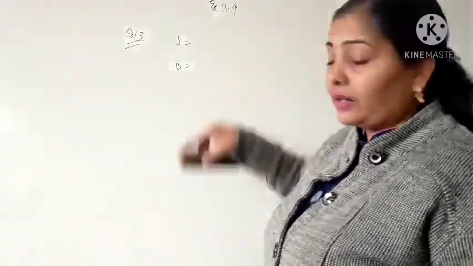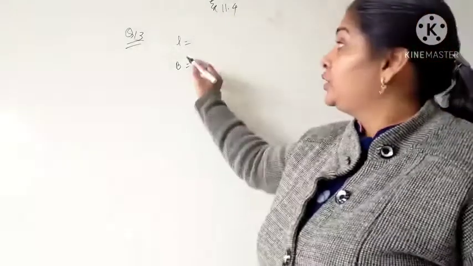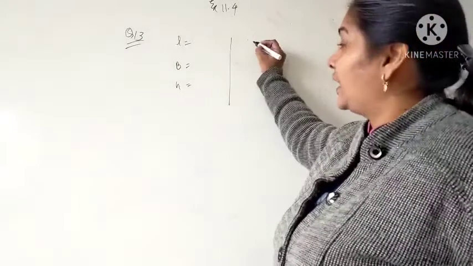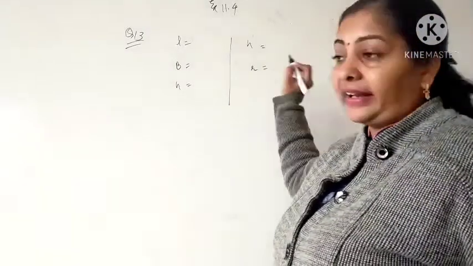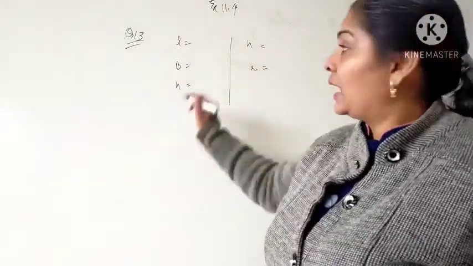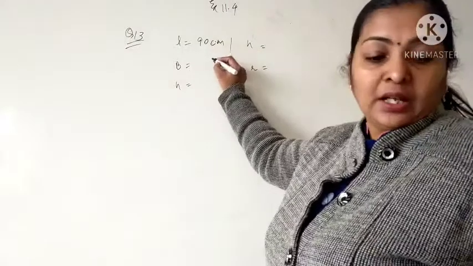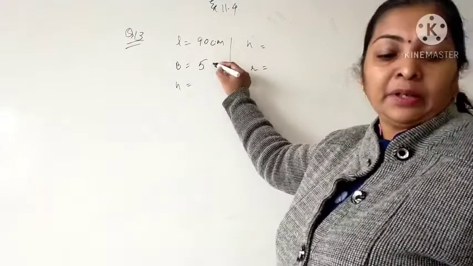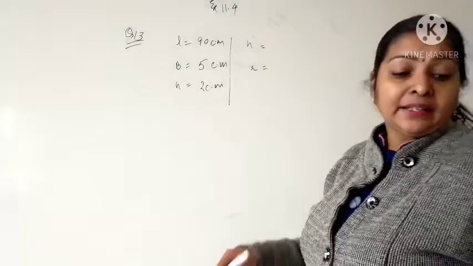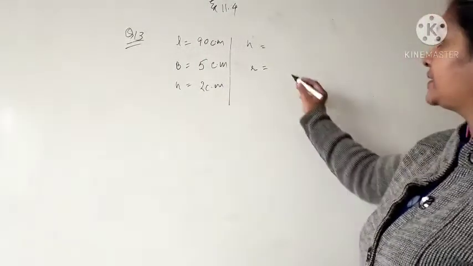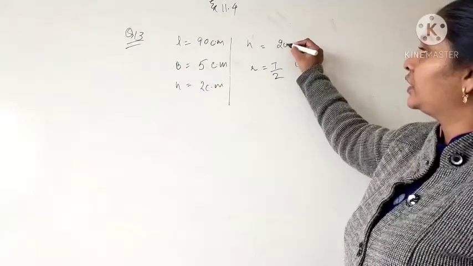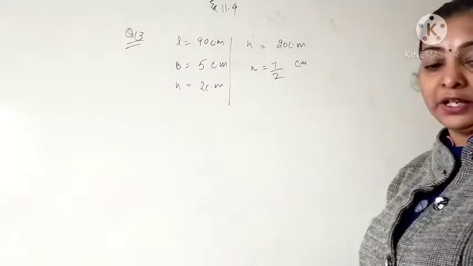See here what is given. You are given with two tins. One is cylindrical in shape. For the cylinder you need height and radius, and for the cuboid you need length, breadth and height. Substitute the value. Length is 90 centimeter, breadth is 5 centimeter and height is 2 centimeter. And in the case of the cylinder, diameter is 7, so radius will be 7 by 2 centimeter and height is given to you as 20 centimeter.